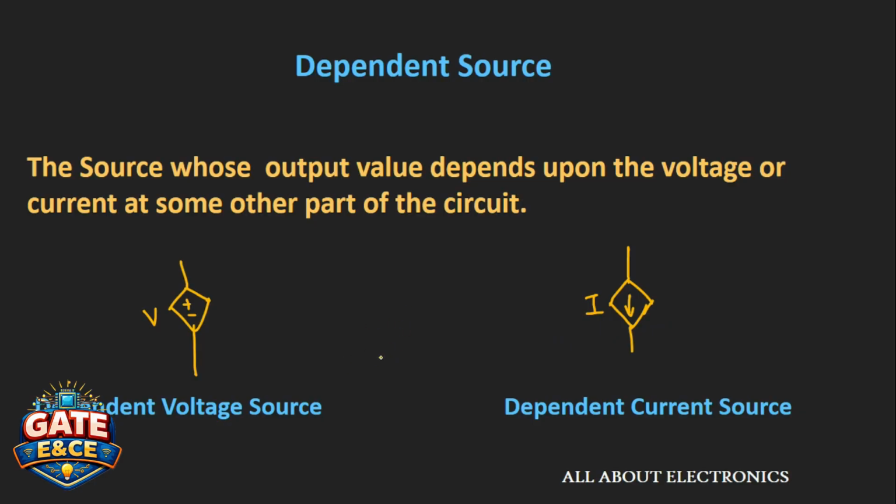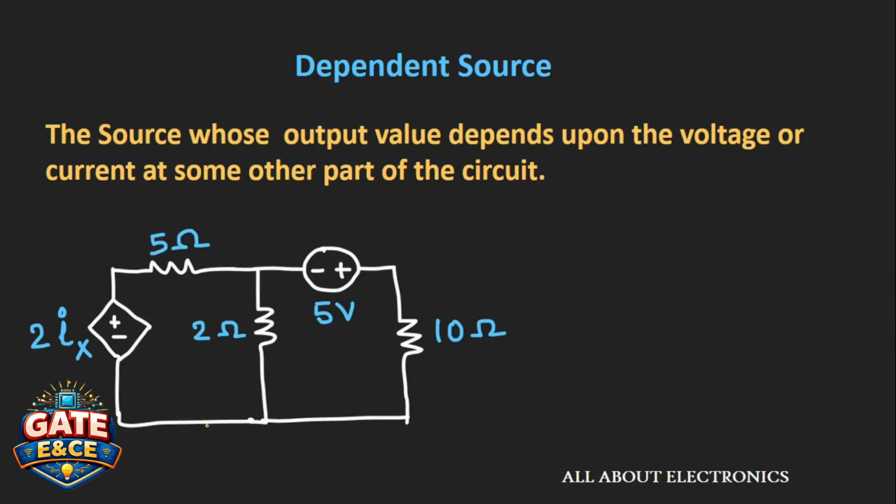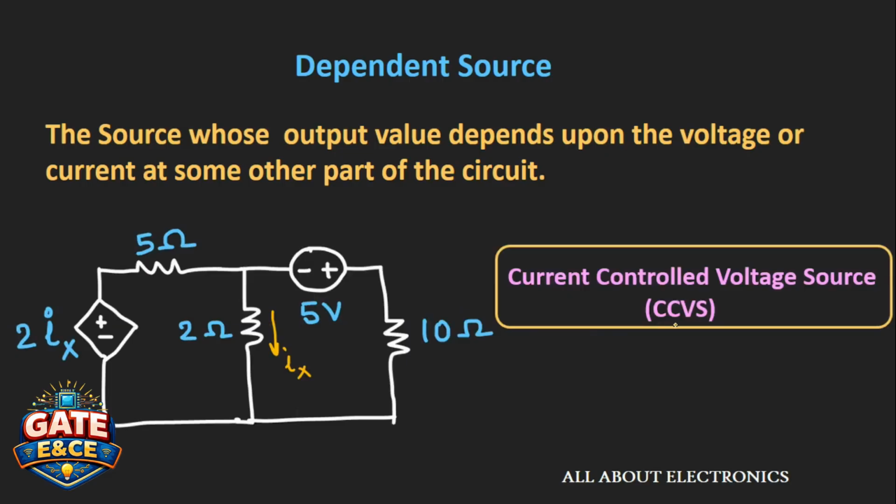Now let's understand dependent sources through one example. Here we have a circuit which contains one dependent voltage source, and the value of this voltage source is given by the expression 2 times Ix, where Ix is the current flowing through this 2 ohm resistor. As the current flowing through this 2 ohm resistor changes, the value of this voltage source changes. So the current Ix is controlling the voltage of this voltage source. This is an example of a current controlled voltage source, where current is controlling the output voltage. Likewise, we can have a voltage controlled voltage source, where voltage is controlling the output voltage of this voltage source.